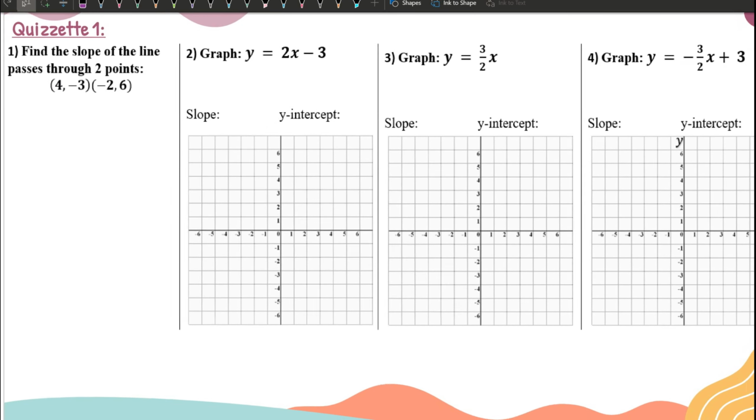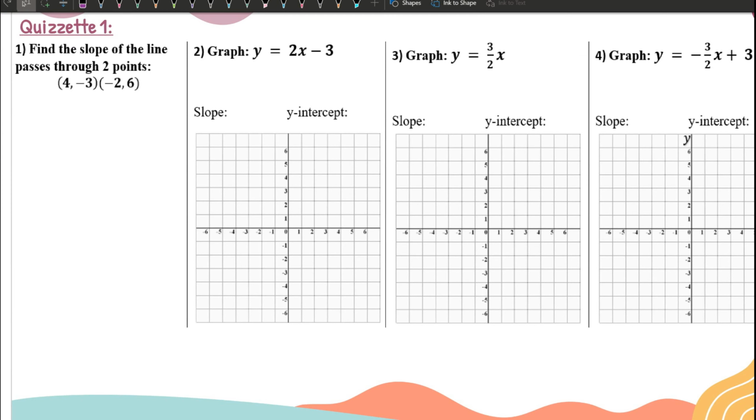Number 1, find the slope of the line that passes through 2 points. We practiced on this one last week. Slope formula: y2 minus y1 over x2 minus x1. I forgot to say, please write your name on the paper. Write your name on the paper.